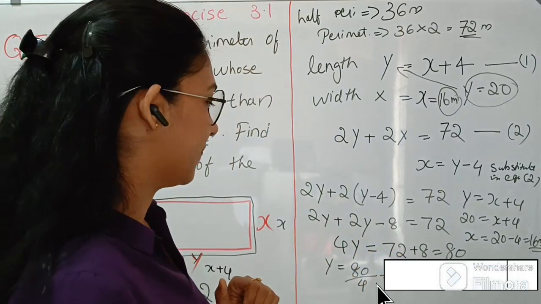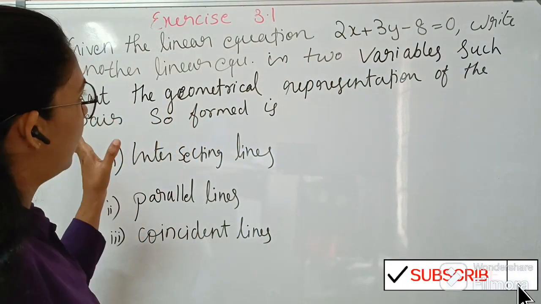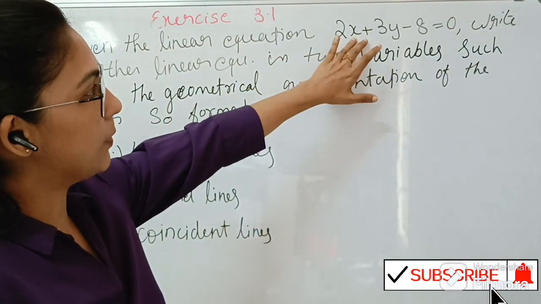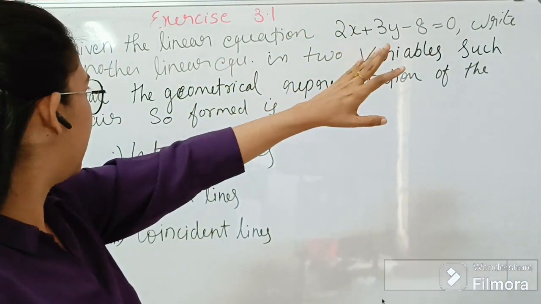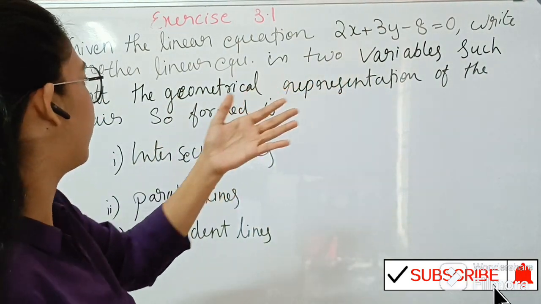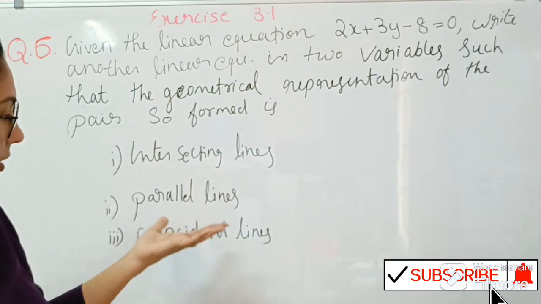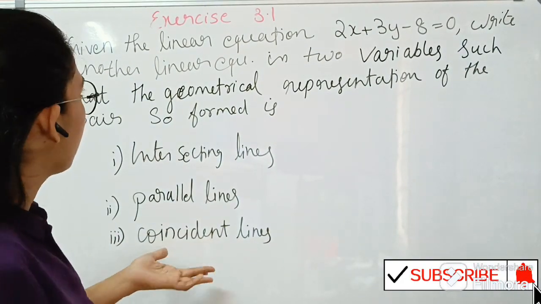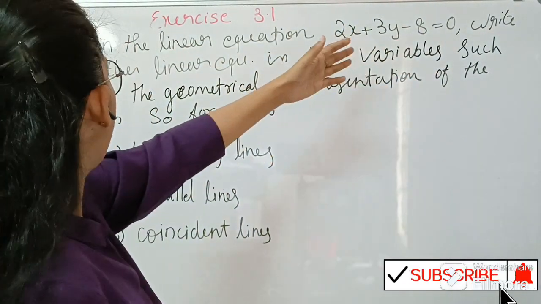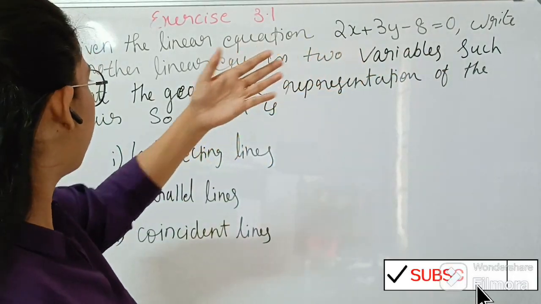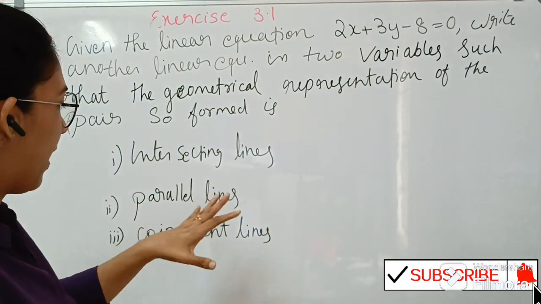Now the sixth question from exercise 3.1 is: given the linear equation 2x plus 3y minus 8 equal to 0, write another linear equation in two variables such that the geometrical representation of the pair so formed is, first, intersecting lines, second, parallel lines, and third, coincident lines. Once again, given the linear equation 2x plus 3y minus 8 equal to 0, write another linear equation in two variables such that the geometrical representation of the pair so formed is intersecting lines, parallel lines, coincident lines.